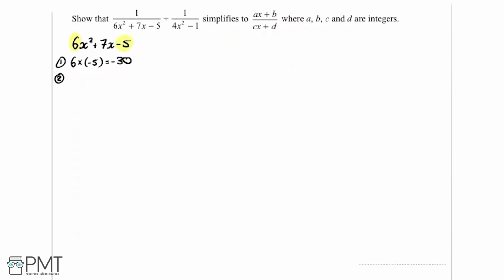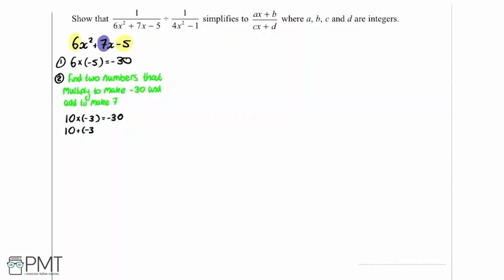We now need to find a set of two numbers that when you multiply them together make this number, so minus 30 in this case, and when you add them together create the coefficient of x, so in this case 7. The two numbers that will work are 10 and minus 3. Because 10 multiplied by minus 3 gives minus 30, which is perfect. And 10 plus minus 3, so essentially just 10 minus 3, gives 7, which is perfect. So our numbers are 10 and minus 3.